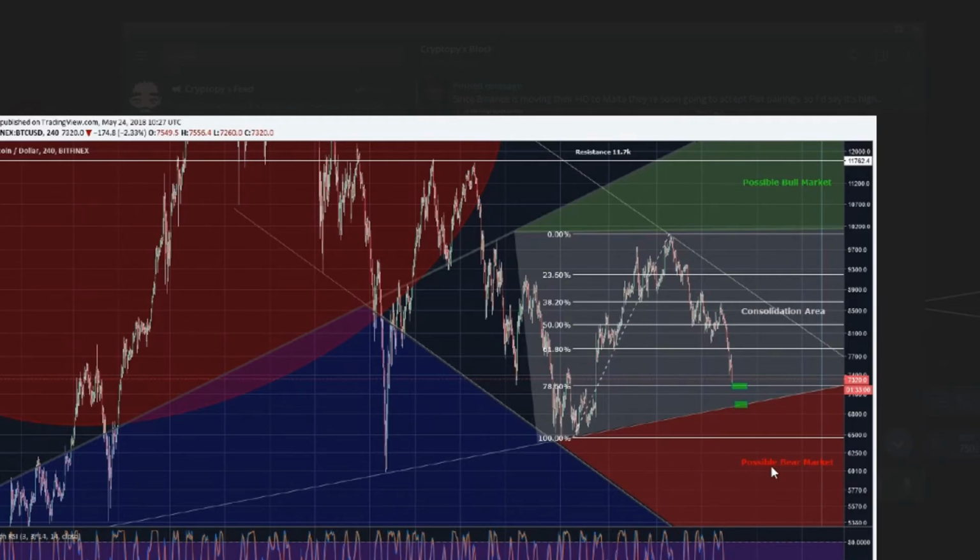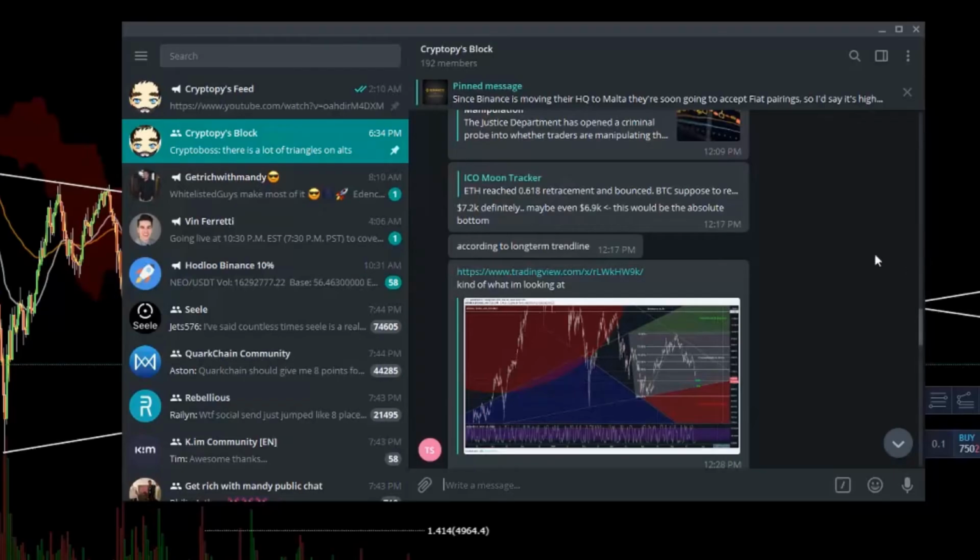So yeah, that's a possible bear market. That's for sure. Definitely. And if we break out, we have a possible bull market.